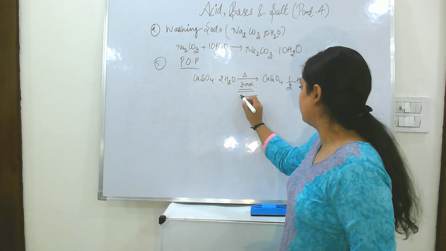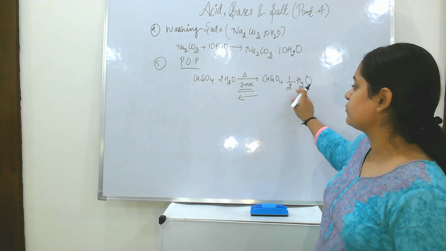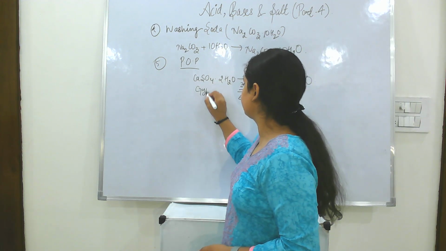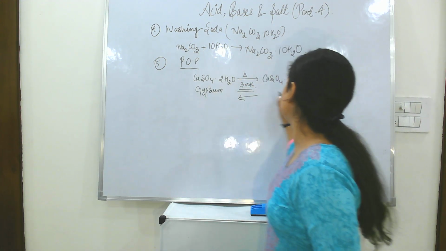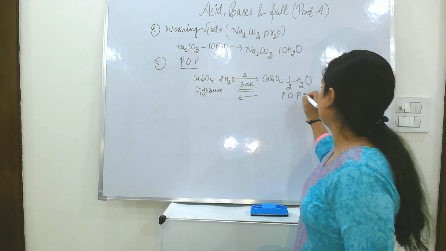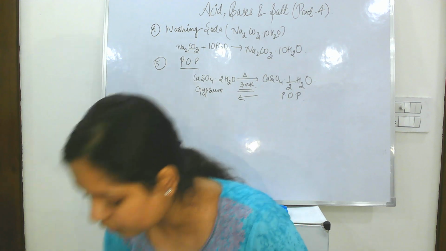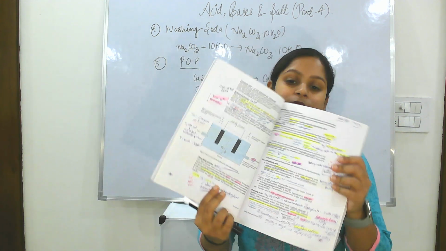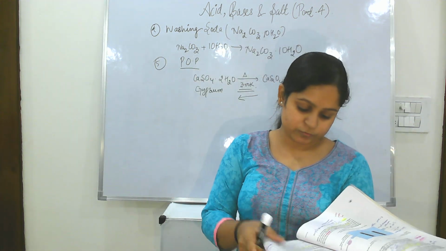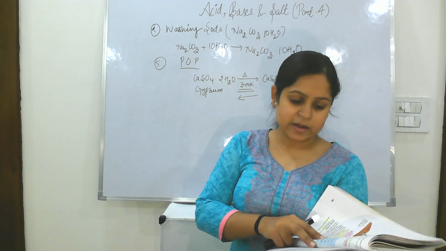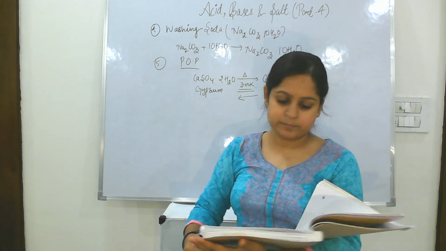reaction is reversible. CaSO4 dot 2H2O, this is gypsum, and this is POP. So these were all the reactions of the salts which are there in your book from this page. The reactions of salts. And last one is plaster of Paris.